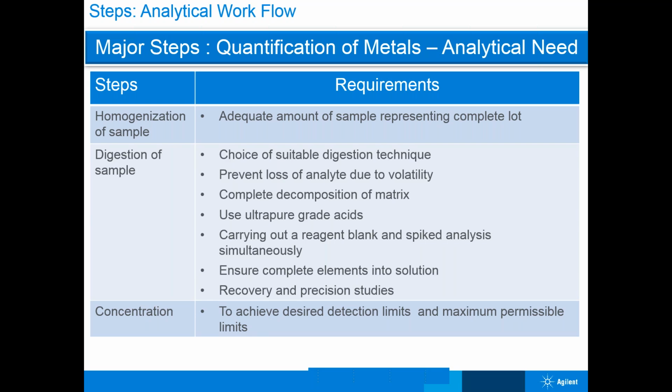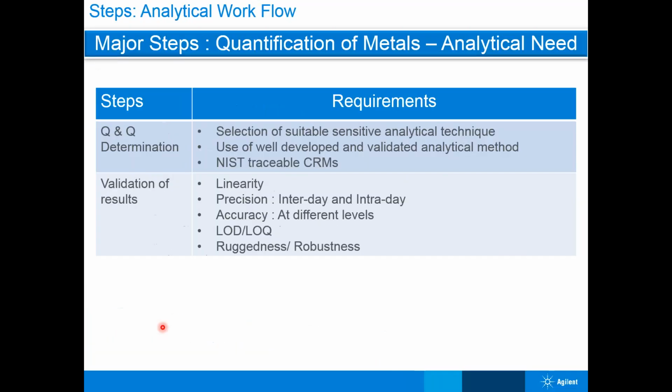Once we concentrate, our next step is the Q and Q determination, that is qualitative and quantitative determination. So what are we actually looking for? Nowadays, a few instruments available in the market do the qualitative information along with the quantification. For example, you may be quantifying 4 elements, but at the same time, a few instruments can quantify all the elements simultaneously.